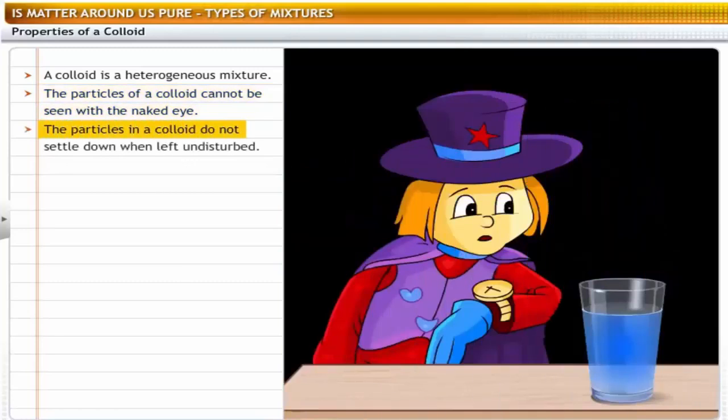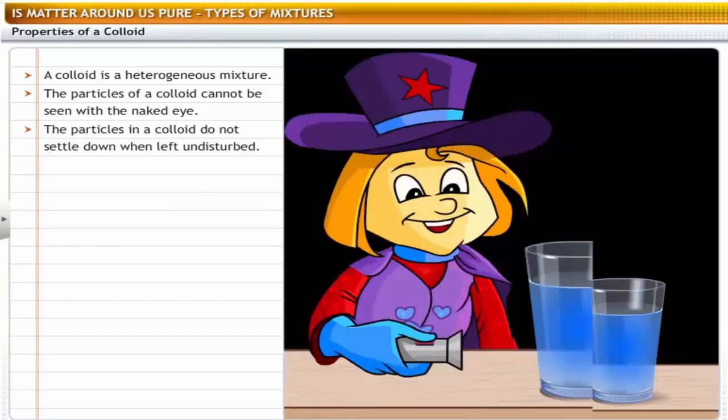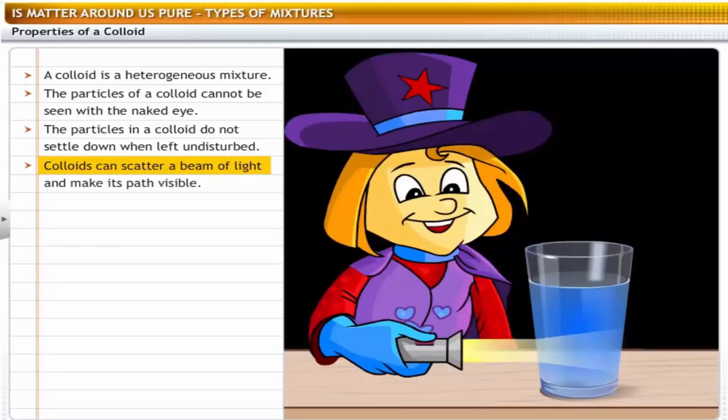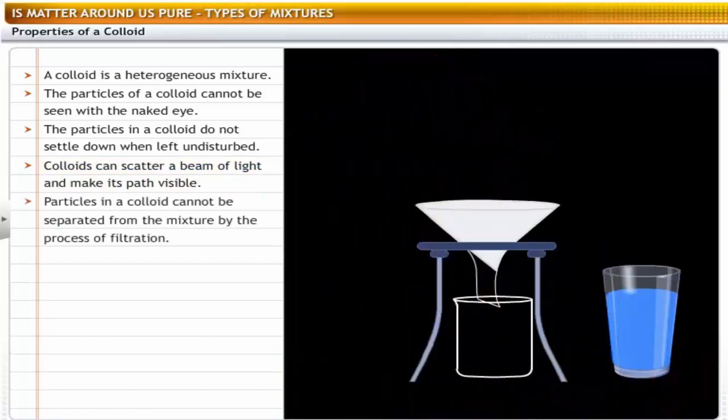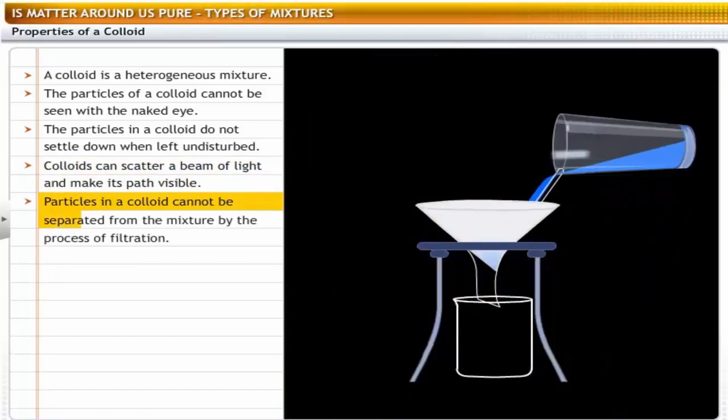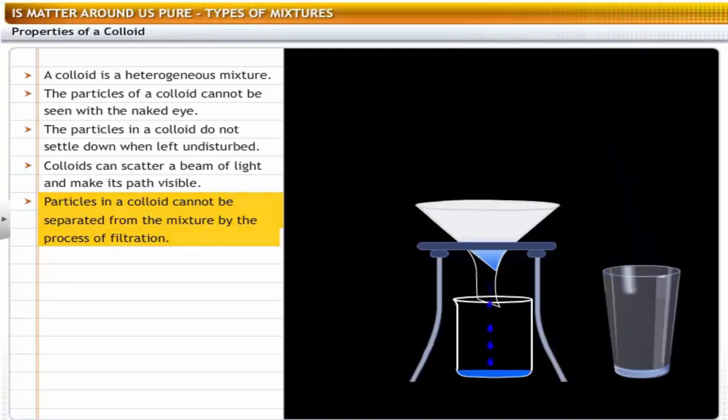The particles in a colloid do not settle down when left undisturbed. This shows the stable nature of the colloid. Colloids can scatter a beam of light and make its path visible. Particles in a colloid cannot be separated from the mixture by the process of filtration.